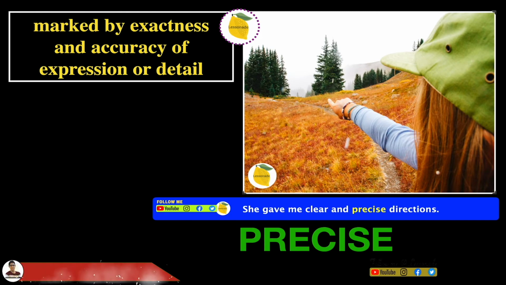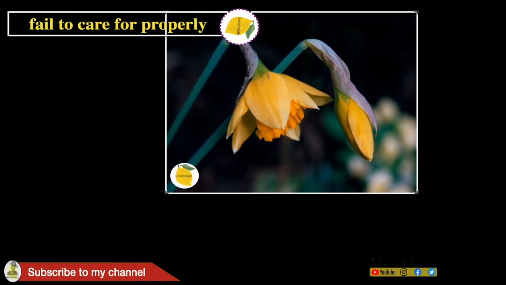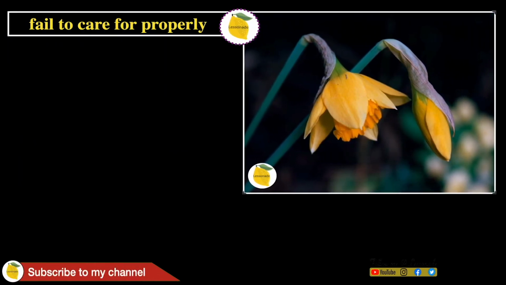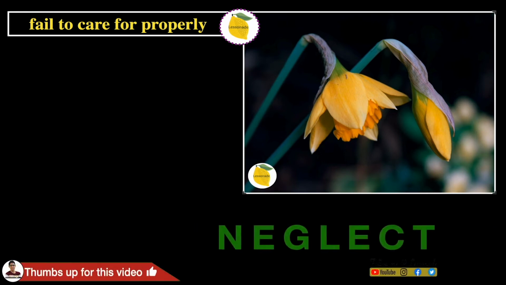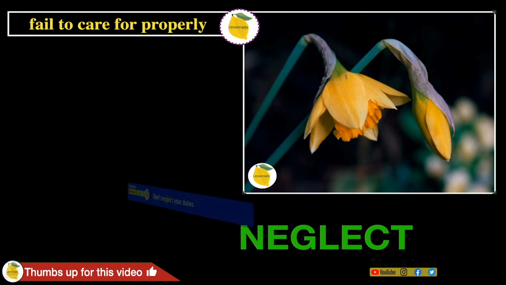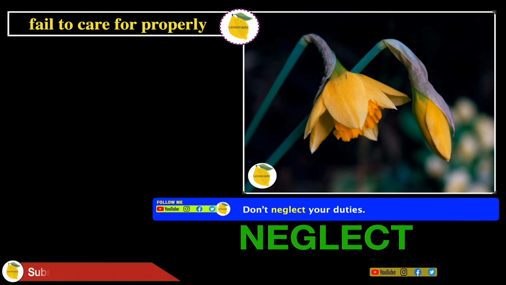The next definition we have is fail to care for properly. In this picture, we can see two flowers that are drooping. Because they're drooping, they suggest that they are not cared for properly. And therefore, the word will be neglect. And the sentence for this word is, don't neglect your duties.